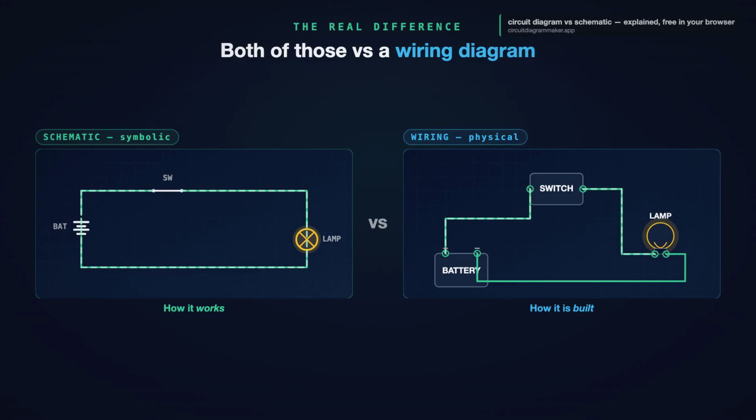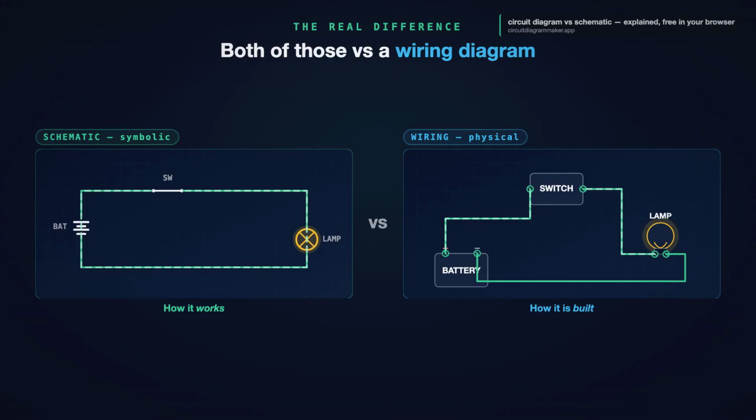As a schematic, a lamp is a neat symbol, a battery is two clean lines, and a switch is a break in the line, arranged for clarity, not for reality. As a wiring diagram, that same lamp is drawn as the actual lamp with its real terminals. The battery has a plus and minus post, and each wire runs from screw to screw exactly where it goes in the box.